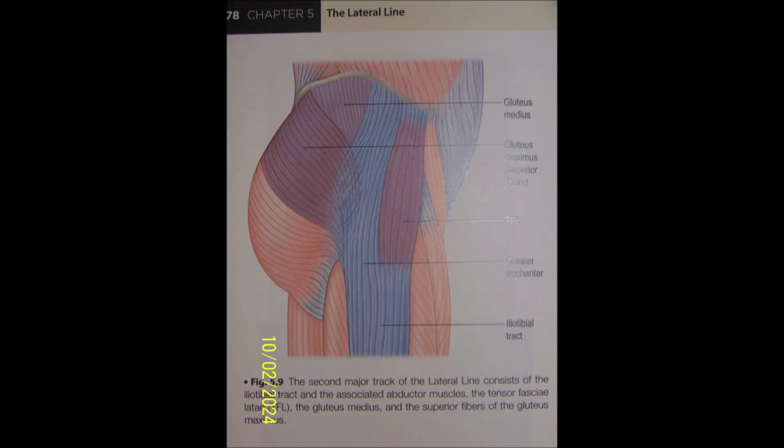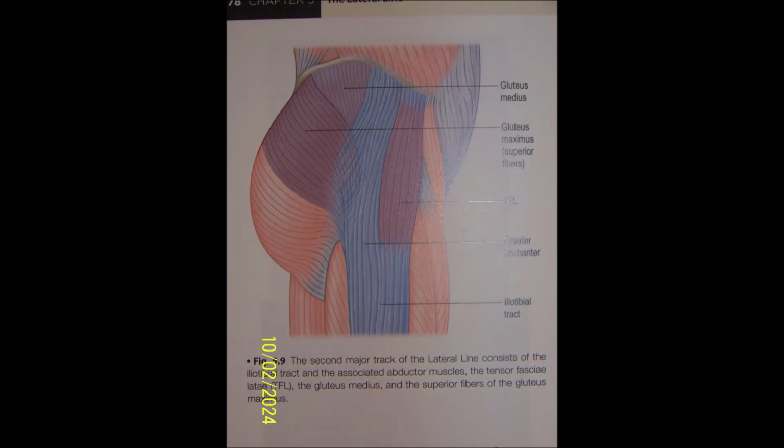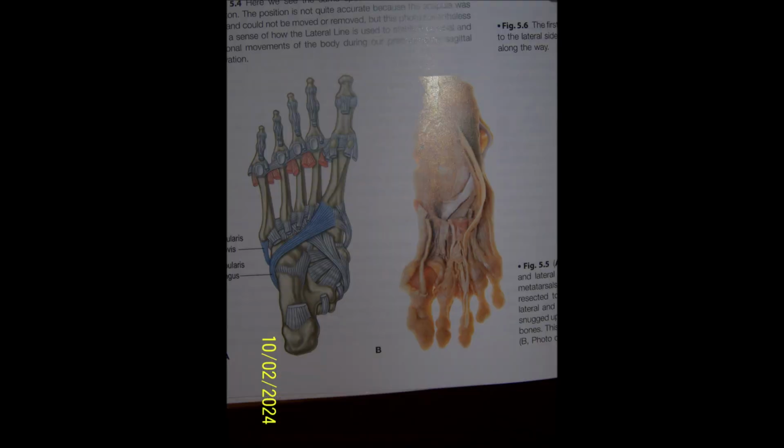I've had a lot of problems. Oh, right here. You can see that in the photo. My glute's gone. And you can literally see the lateral line going straight up the side of the leg. I mean, it's so evident that my lateral lines are extremely messed up, okay?